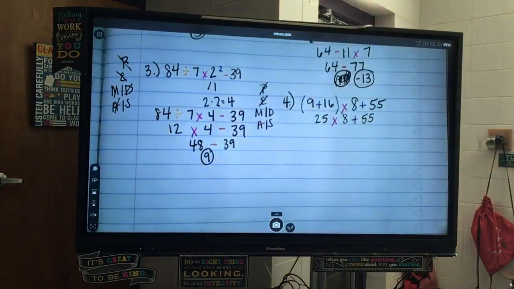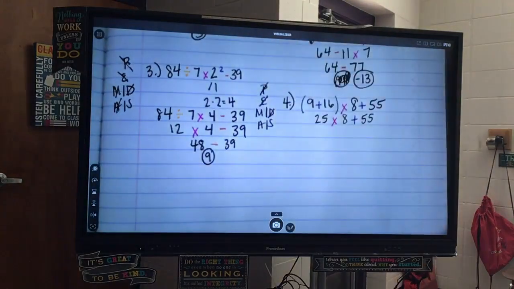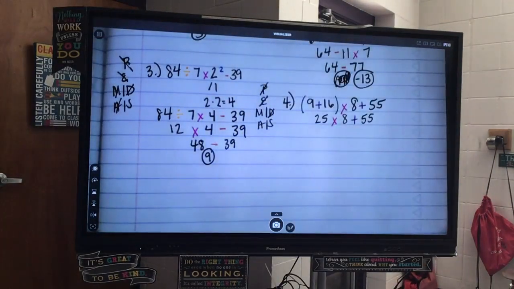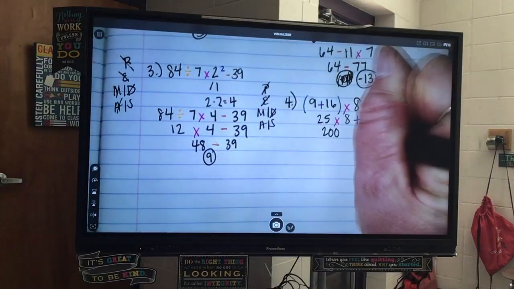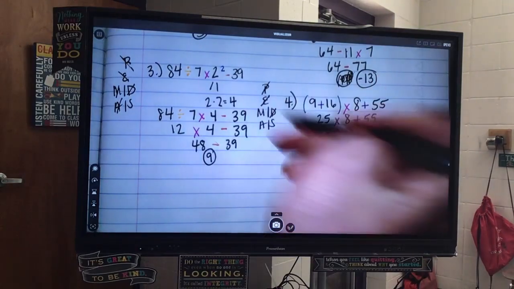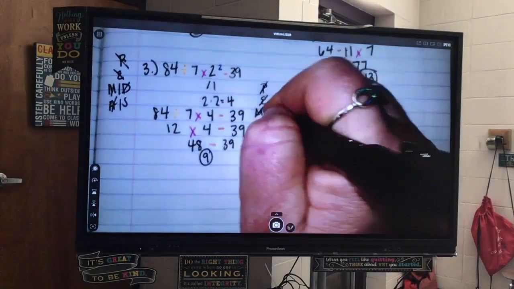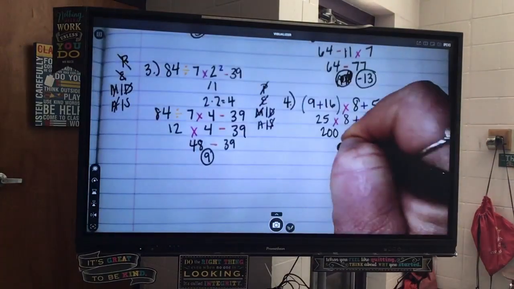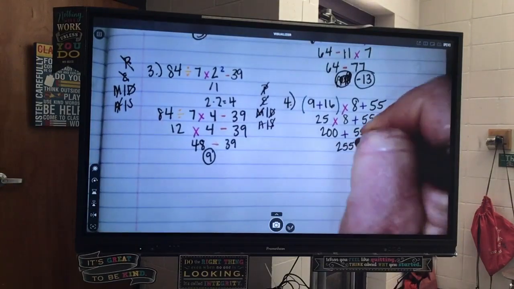Do we have multiplication or division? Yes. What do we have? Multiplication. All right, so what is 25 times 8? Cristiano? So then we do 200 plus 55. Do we have addition or subtraction? Yes. We have addition, so what's 200 plus 55? 255.